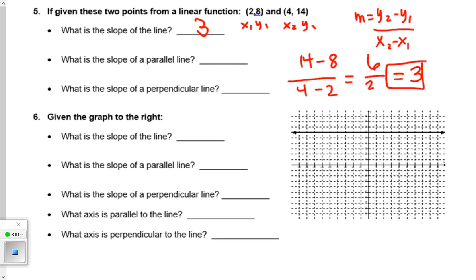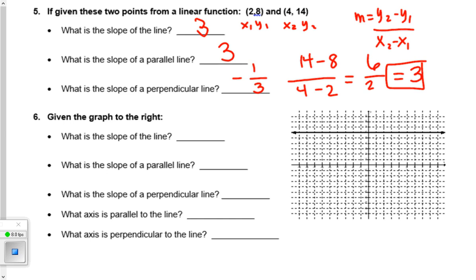So what would be the slope of a parallel line? 3. Very good. It's the exact same thing. What would be the slope of a perpendicular line? -1/3. Good job. So we changed the sign, right? So it was a positive, but now it's a negative. We flip it over, and you can flip a whole number. You just put a positive, you put a 1 underneath it.